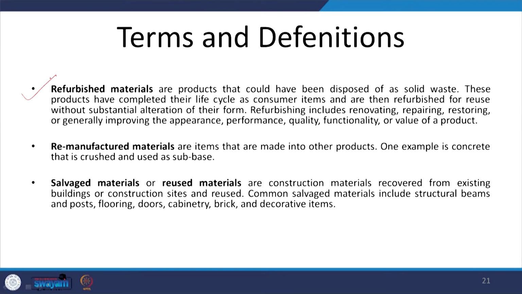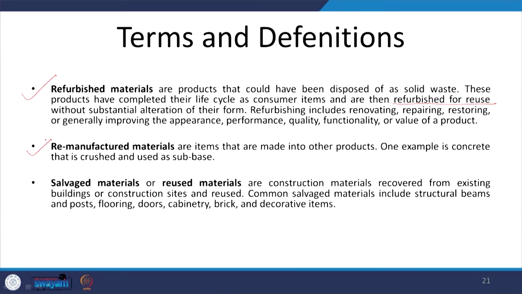So, we are talking about three different types of material reuse. We are talking about refurbished materials, which are the products which could have been disposed of as solid waste, and they have already completed their life cycle as that particular product, but then they have been refurbished for reuse without substantial alteration in their form. And this refurbishing has ensured that their appearance, their performance, quality and functioning and overall value has only enhanced. This is what a refurbished material is.